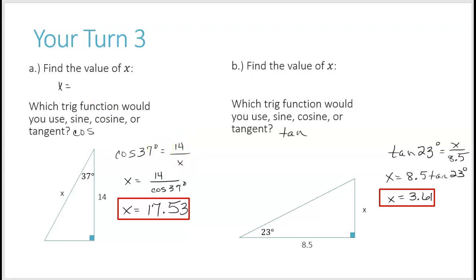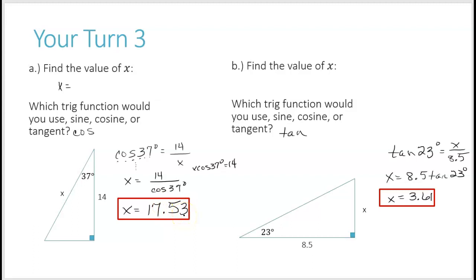all right? Then the way I showed you in the last video is that you can set this thing up to be over 1, right? That would give you x times the cosine of 37 degrees is equal to 14. All right, and then you would divide both sides by your cosine of 37, which puts you to this next step that I showed on the screen. That's going to give you 17.53 degrees.